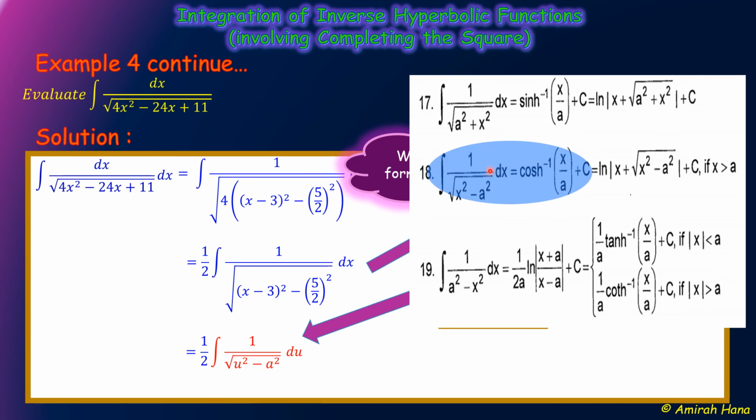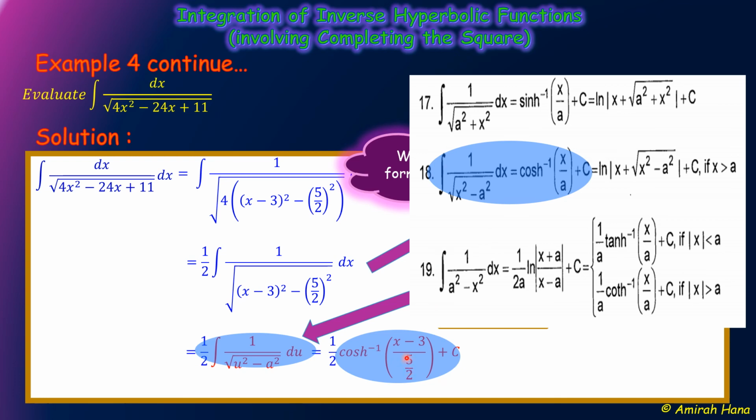is similar to formula number 18 in the appendix, because in formula number 18 we have the integration of 1 over square root of x squared minus a squared dx. So x comes first; from this, we have u coming first, and in between is minus, and then a squared. So it is similar, but in the appendix the term contains x, and in this question we have a term containing u. From this formula, it equals inverse cosh of x over a plus c. So we can write half integration of 1 over square root of u squared minus a squared du equals 1 over 2 inverse cosh of x minus 3 over 5 over 2, from this formula.